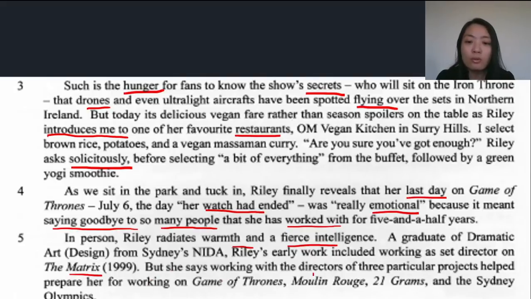So, but she says working with the directors of 3 particular projects helped prepare her for working on Game of Thrones: Moulin Rouge, 21 Grams, and the Sydney Olympics. Okay, so now we know that this part is about her working as a set director in this Matrix movie first, and it helped her for these other movies later on.